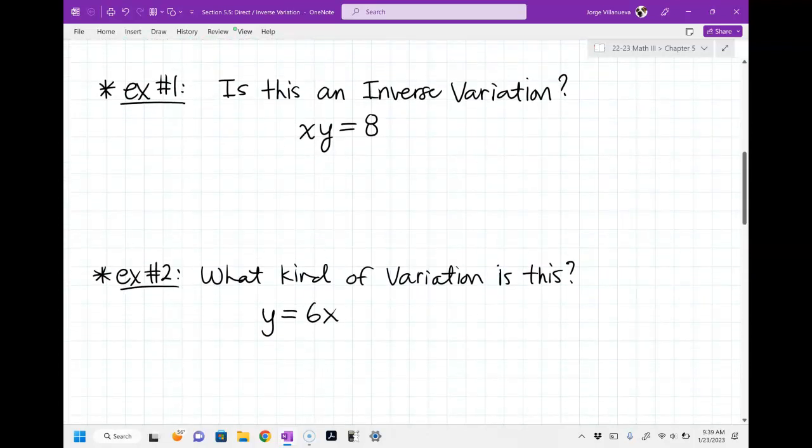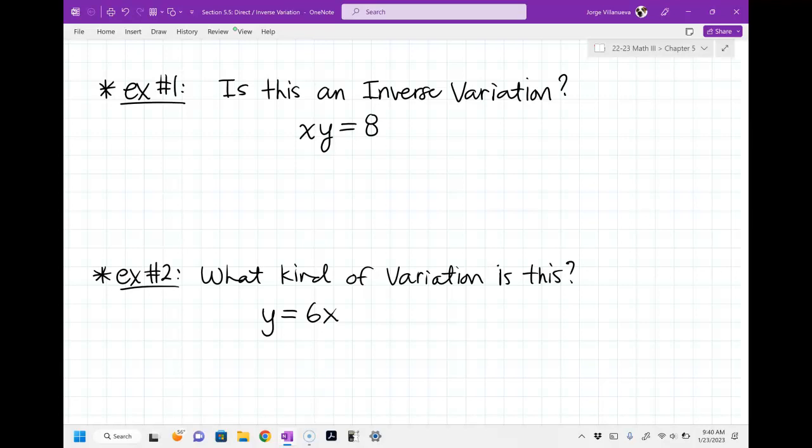Okay? Is this an inverse variation? So first example, and again, these are homework problems, so you'll see stuff like this in your homework. Is this an inverse variation? Remember, the inverse variation formula is xy equals k, where k is just a constant, a number. Does this represent something that looks like that? xy equals a number?